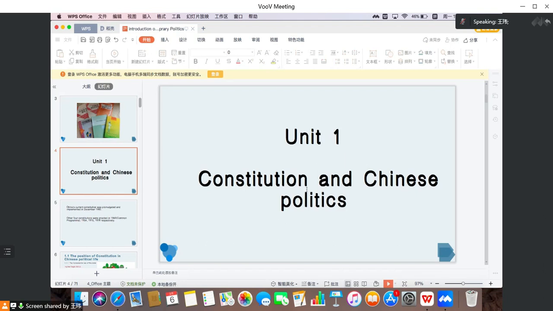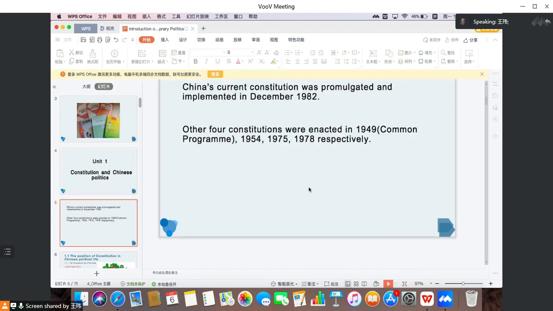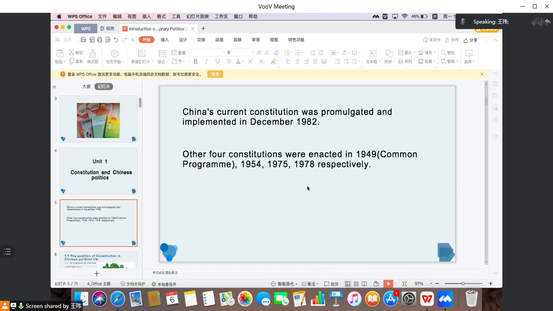And Unit 1, Constitution and Chinese Politics. Okay. And next time, we will start from here. The current Chinese constitution was promulgated and implemented in December 1982. Here, I just want to finish with this slide.